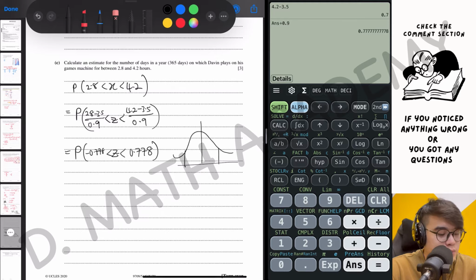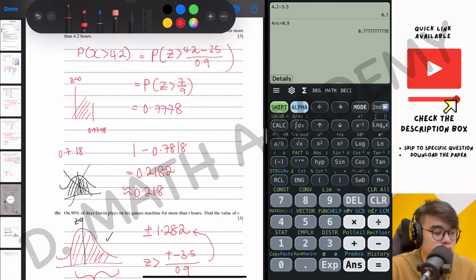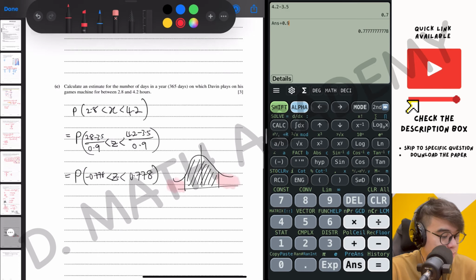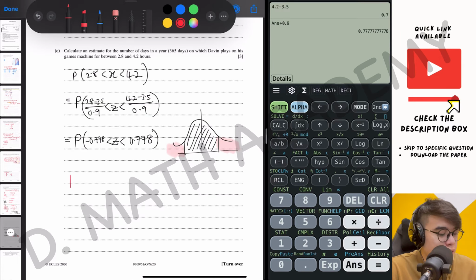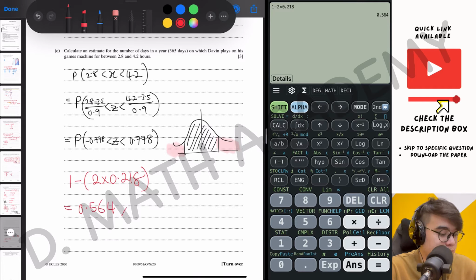So what they wanted was the value in between this at the center. But actually we already identified how much this was early on in our part 1. That will be our 0.218. So our 0.218 will be very helpful here because by taking 2 times 0.218, you should be able to get your results, which is 0.564 as your final answer.